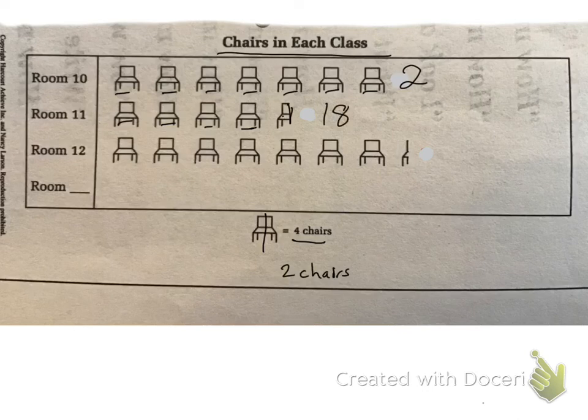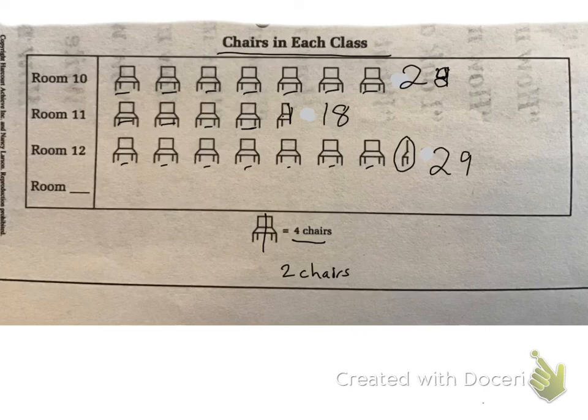Okay, what about room 12? So in room 12, oops, forgot the things. Yep, okay. So the last one, count by 4s, 4, 8, 12, 16, 20, 24, 28, and we've got a little bit more. That looks like maybe a fourth of a chair, so maybe that stands for 1 chair. So this would mean that we have 29 chairs in room 12.